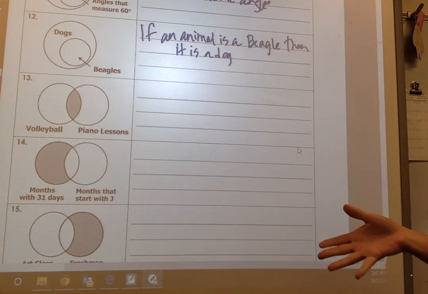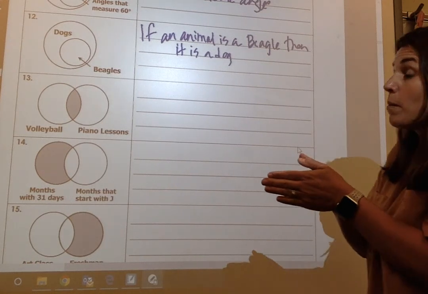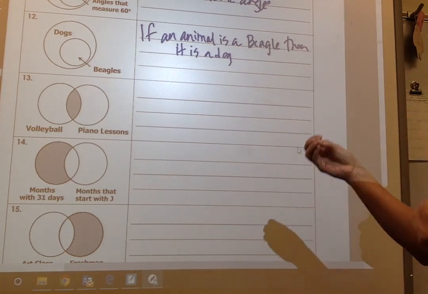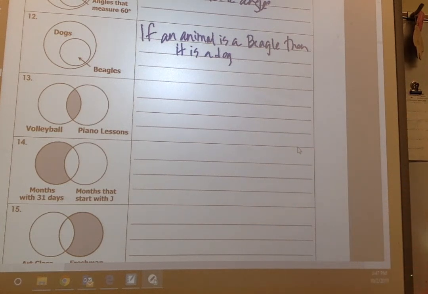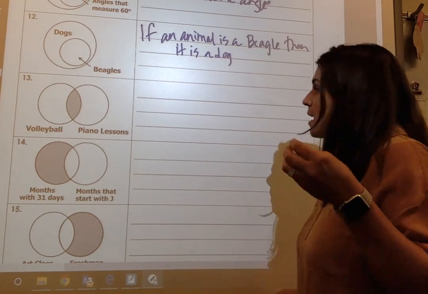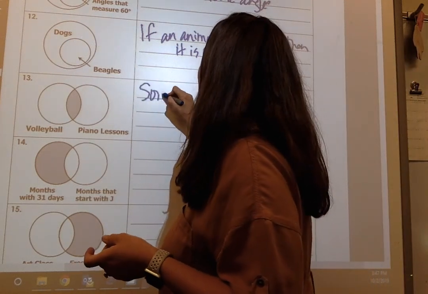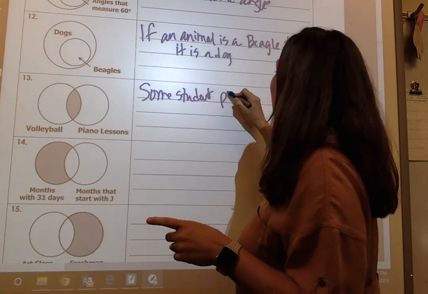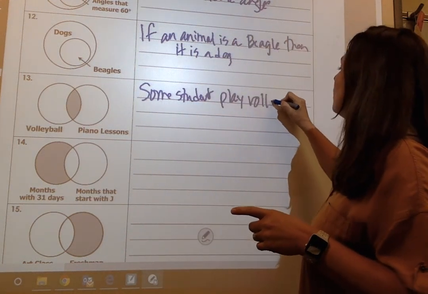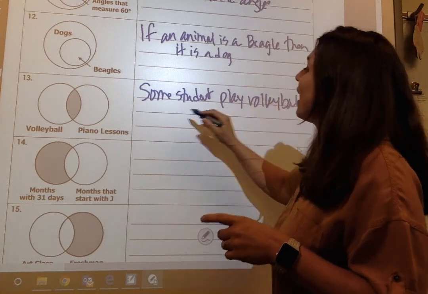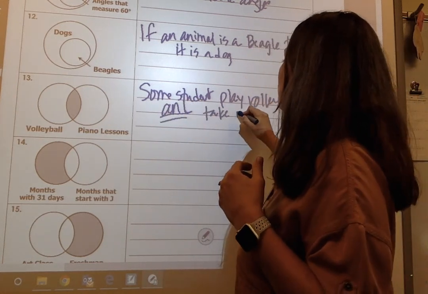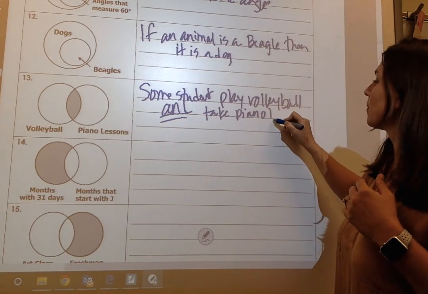Now, look at number 13. So it's just that middle part. So remember, this is a some or sometimes statement. So some students play volleyball and take piano lessons. Some students play volleyball and take piano lessons.